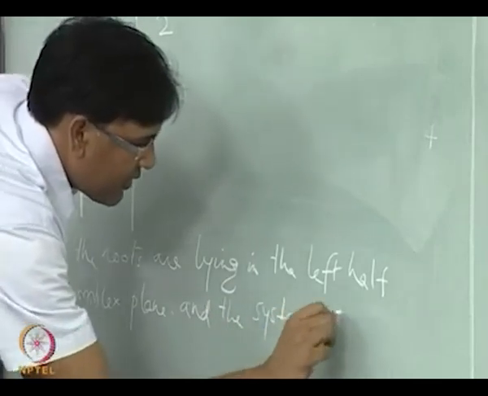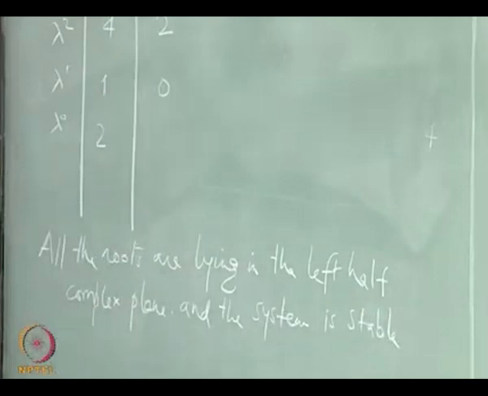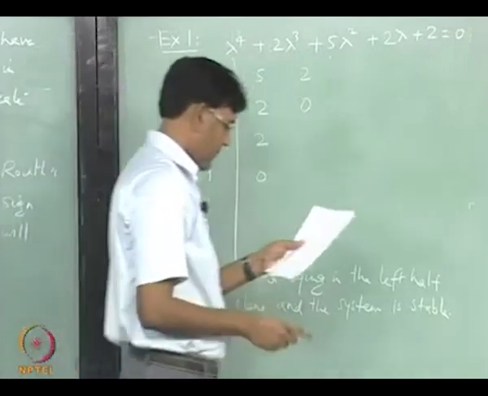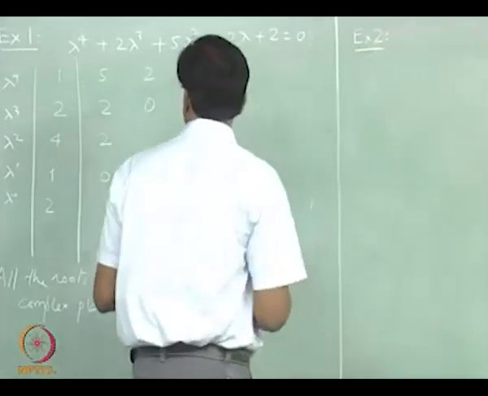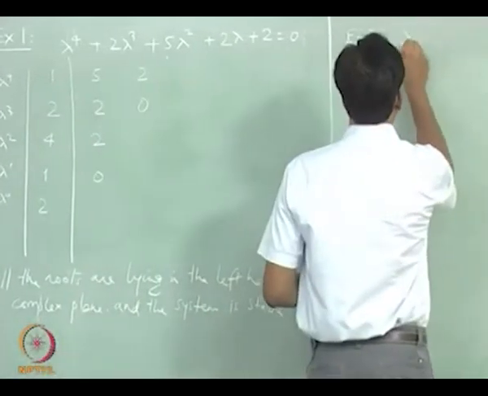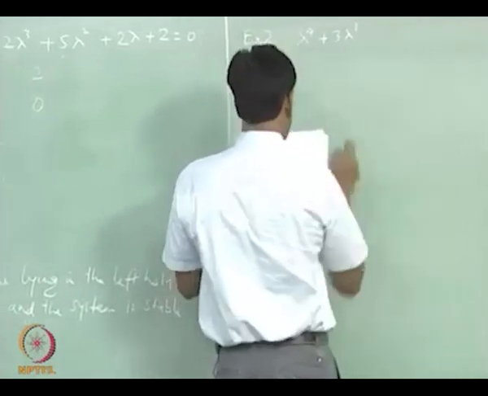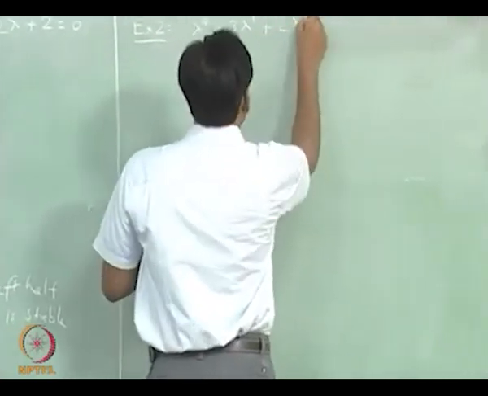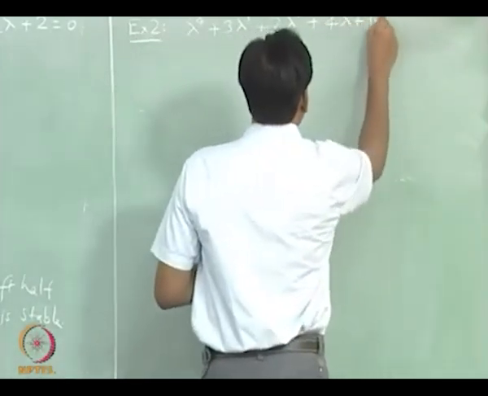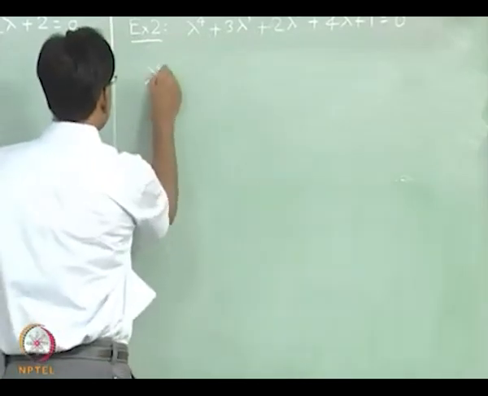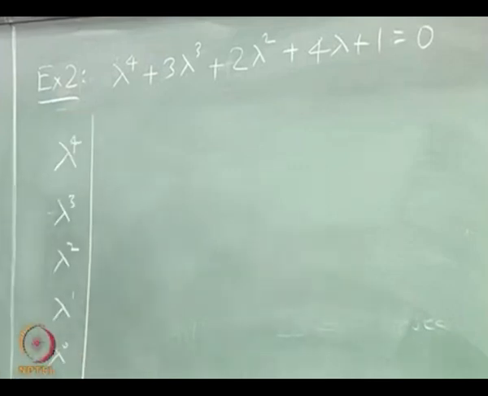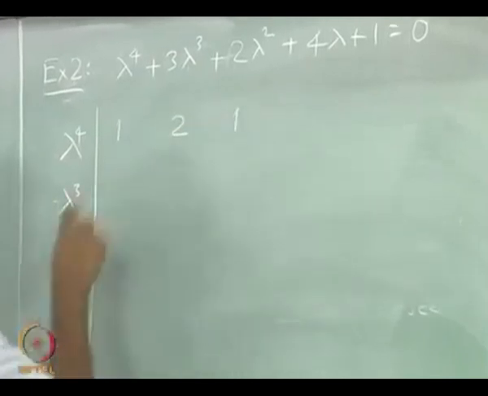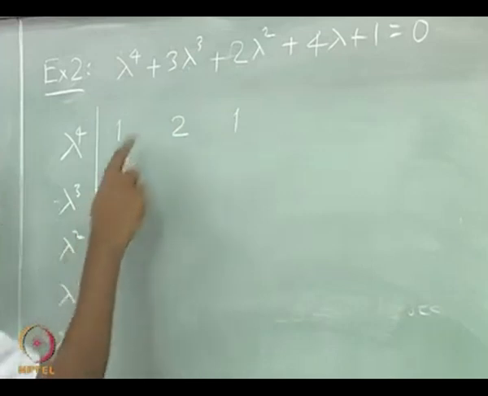System is your aircraft. So let us look at example 2 where we have change in sign in the first column. One, two, 1, 3 and 4.